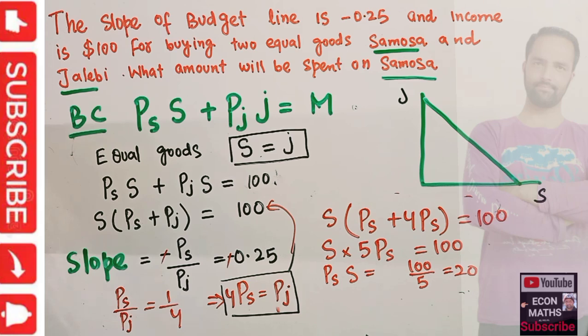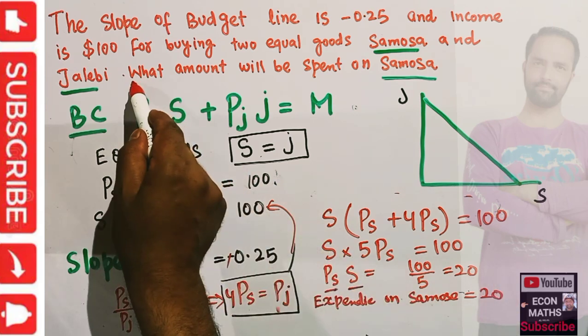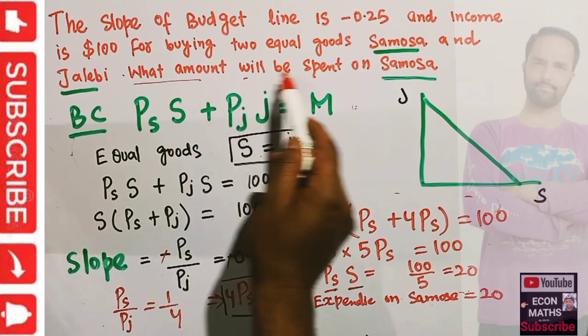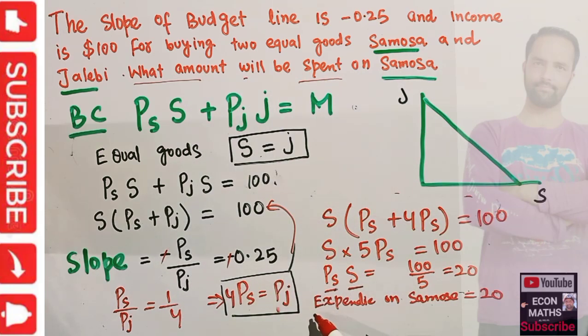And what is this? This is price of samosa times units of samosa. That means this is the expenditure. Expenditure on good samosa will be equal to 20. Okay, so price of samosa times units of samosa gives us the expenditure on the samosa, which is equal to 20, and we were exactly told to find out the amount that will be spent on the samosa. So amount spent on samosa will be equal to $20.